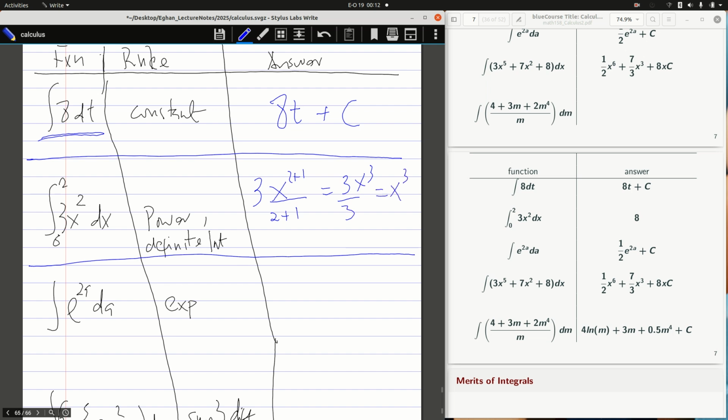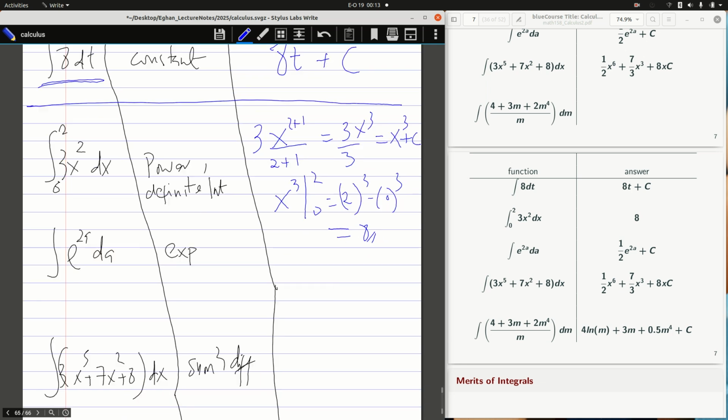But because it's a definite integral, I have to evaluate this x cubed at the limits given. Let me write it well: x cubed from 0 to 2, which means 2 to the power 3 minus 0 to the power 3, which is simply going to be 8. Okay, because it's a definite integral. So that is it for this part.